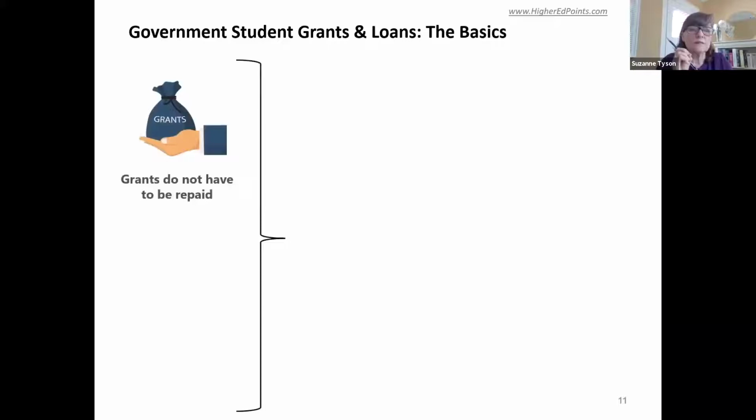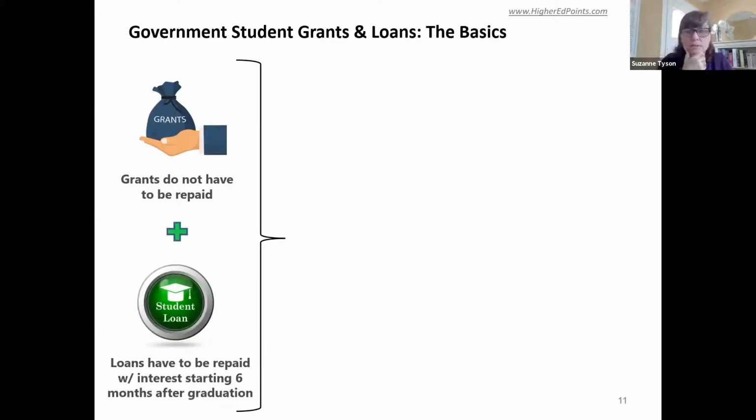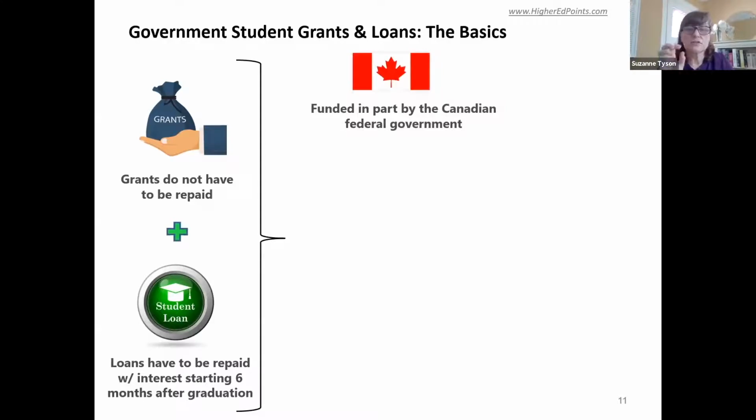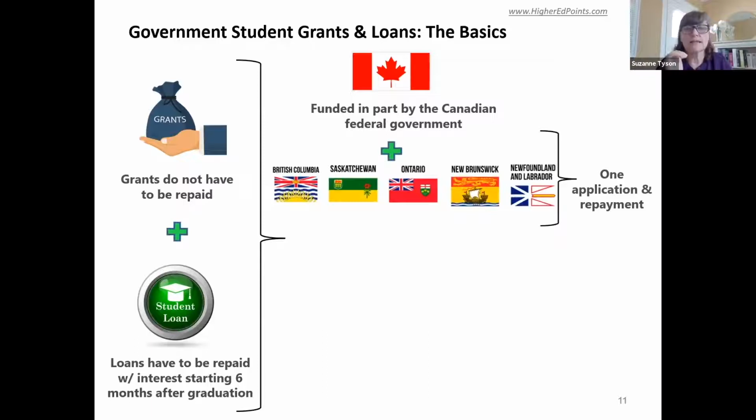When you apply for government student loans, you need to be a Canadian citizen. You're applying both for grants, which are free money from the government. You do not have to pay back the grant portion, and that's been expanded because of COVID. The second part is the student loan portion, which does have to be repaid, and starts to accrue interest once you graduate. What sometimes confuses students is that your student loans and grants are funded in part by the Canadian federal government, and then there's a second portion that's funded by your province.